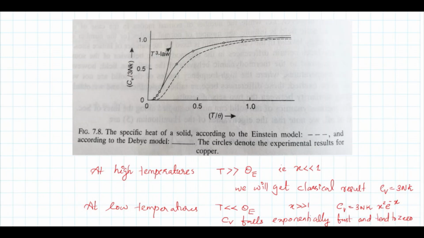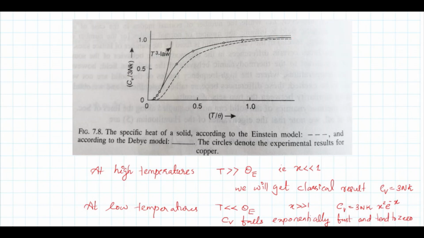From Dulong-Petit's law, we know that the specific heat capacity at constant volume for a solid is 3nk. It is constant, and that is the law by Dulong and Petit. The Cv is a constant and it is given by 3nk. Einstein also obtained the same result in the high temperature region.